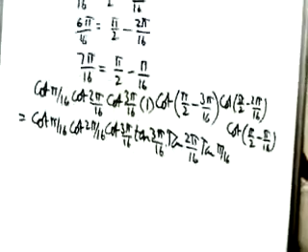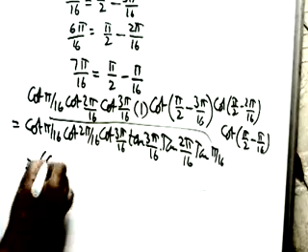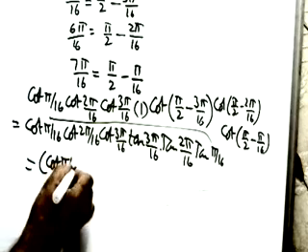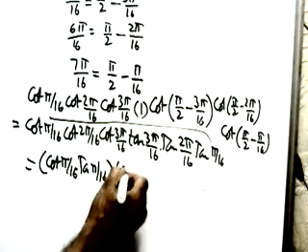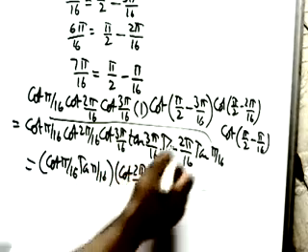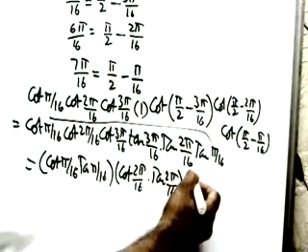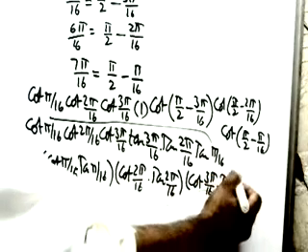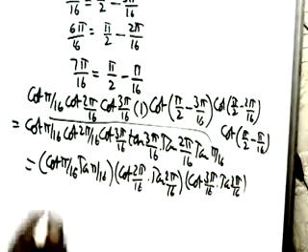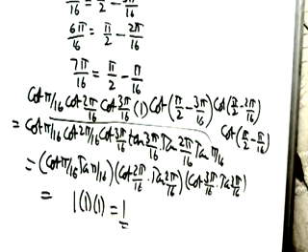Now see, cot theta into tan theta is 1. So these angles are the same. Now let me write this. Cot pi by 16 into tan pi by 16, in the same way cot 2 pi by 16 into tan 2 pi by 16, into cot 3 pi by 16 into tan 3 pi by 16. Now we know cot theta into tan theta is 1. So this will be 1 into 1 into 1. So this will be 1.